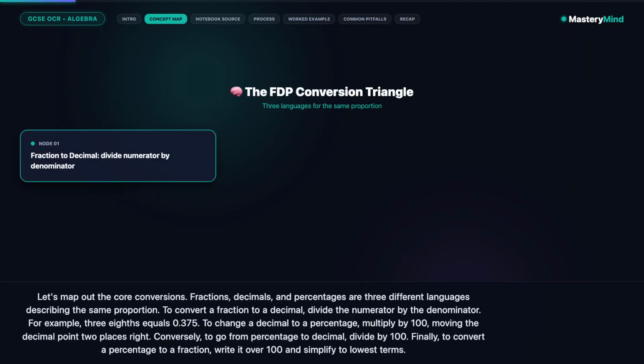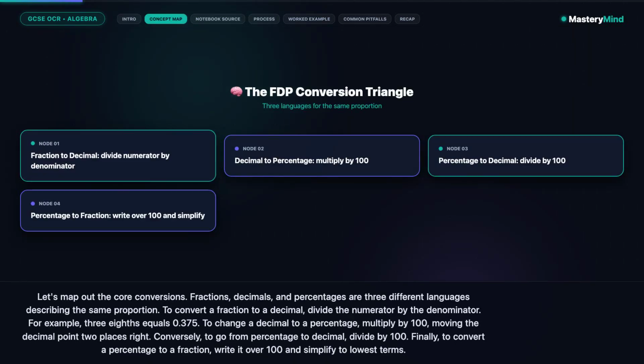Let's map out the core conversions. Fractions, decimals, and percentages are three different languages describing the same proportion. To convert a fraction to a decimal, divide the numerator by the denominator. For example, 3/8 equals 0.375. To change a decimal to a percentage, multiply by 100, moving the decimal point 2 places right. Conversely, to go from percentage to decimal, divide by 100. Finally, to convert a percentage to a fraction, write it over 100 and simplify to lowest terms.